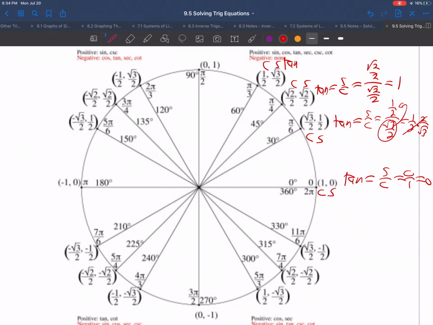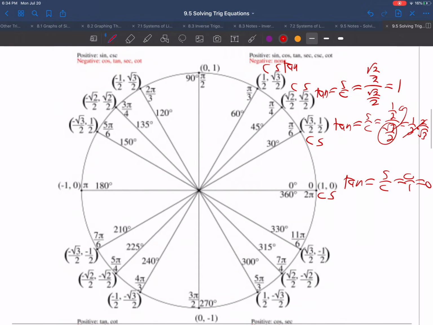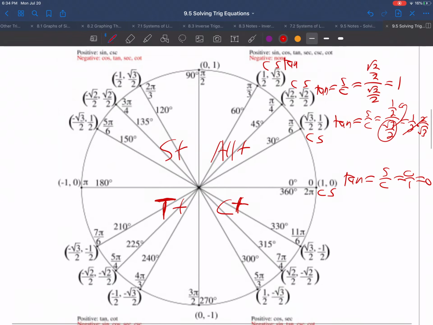Now, let's start being a little wise. Let's be a little wiser about this. Where's tangent going to be negative? Remember what we learned about the signs. All students take calculus. That's where the trig functions are positive. So we're looking for where tangent is negative. So where's tangent negative?